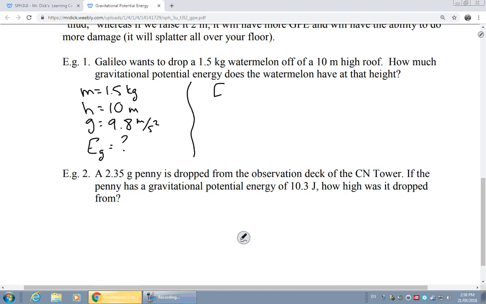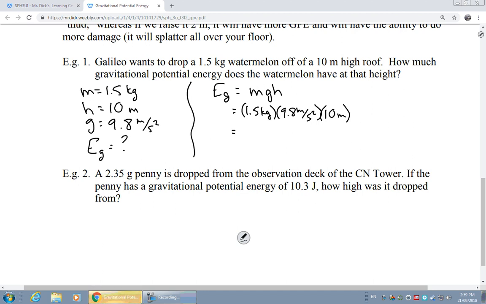Well, in this case, we go directly to our formula, Eg equals mgh. We're solving for Eg anyway, so we can sub directly in 1.5 kilograms multiplied by 9.8 meters per second squared multiplied by 10 meters of height. When we do all that, well, we already talked about what happens with the units. The units all combine together to give us kilogram meter squared per second squared, or joules, in other words.